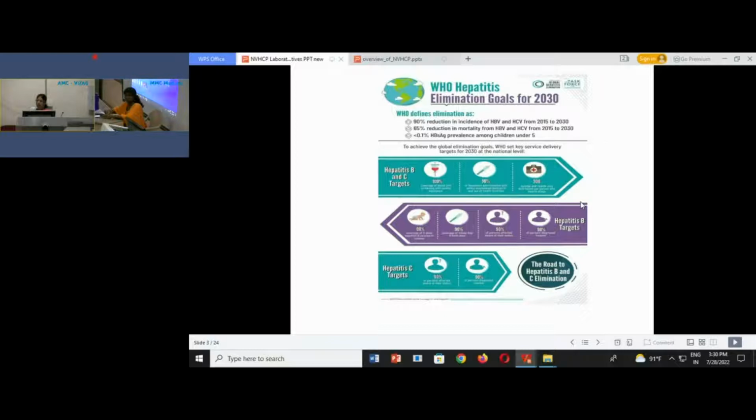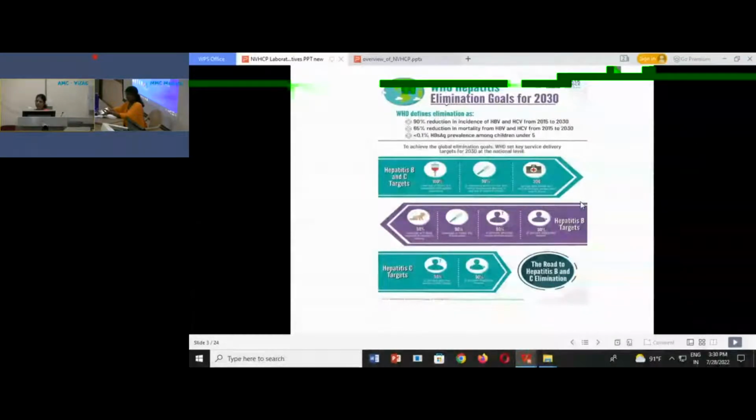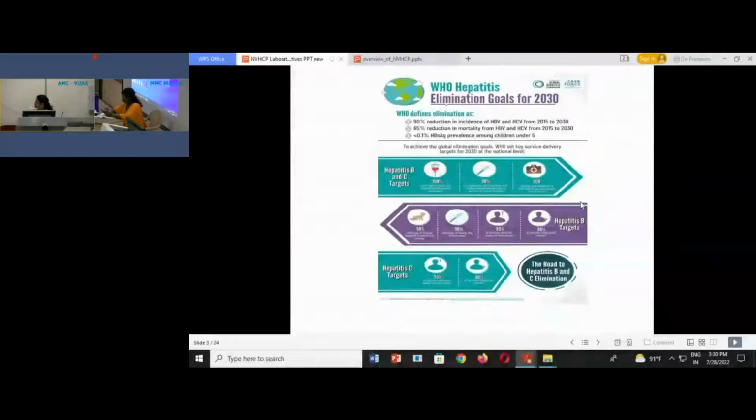To achieve the global elimination goal, WHO set key service delivery targets for 2030 at the national level. Combining both hepatitis B and C, the targets are 100% coverage of blood units screened with quality assurance. The second is that 90% of injections are administered safely, with safety devices made available at the health facility, and giving 300 syringes and needles to people who inject drugs.